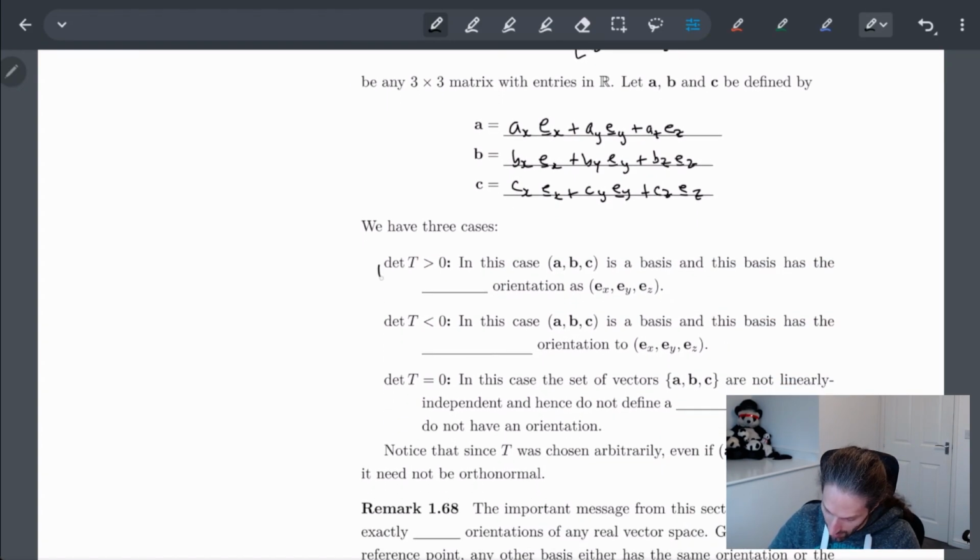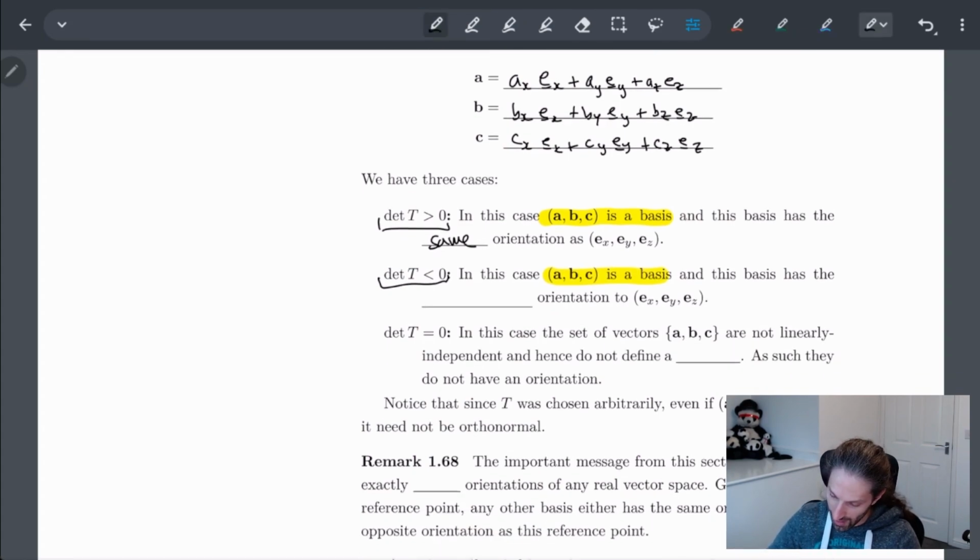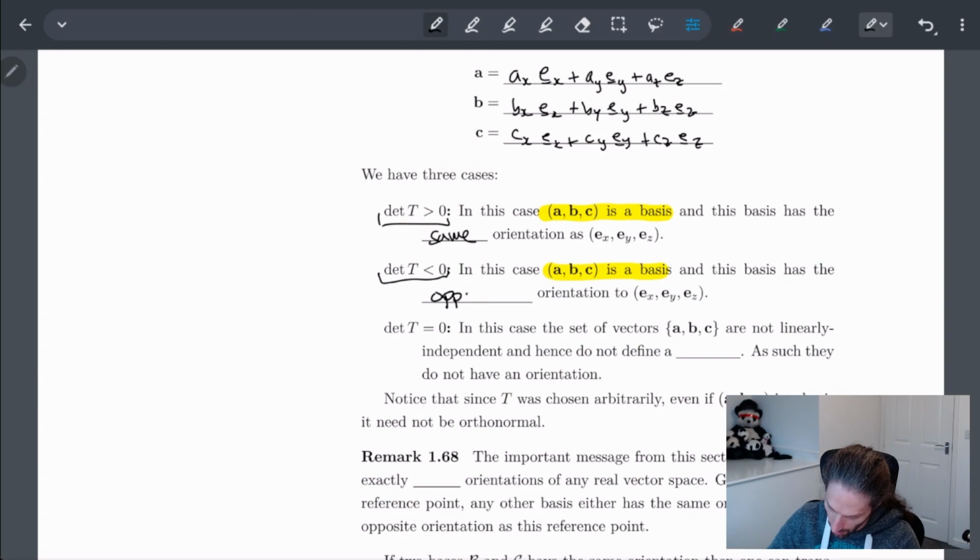Now, if the determinant is greater than 0, this implies that these three vectors form a basis, and it has the same orientation as EX, EY, EZ. If, on the other hand, my determinant is less than 0, well, I still know it's a basis. It's still a basis. The only difference is that it has the opposite orientation.